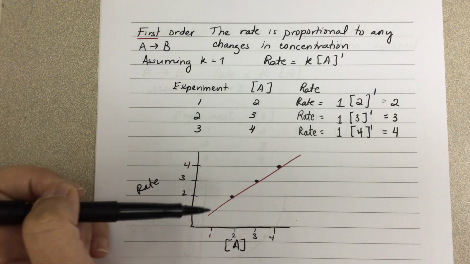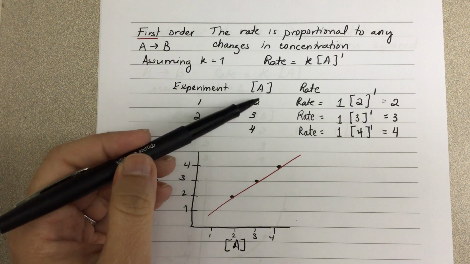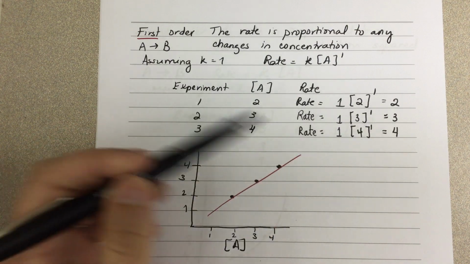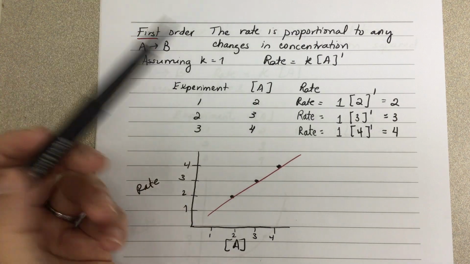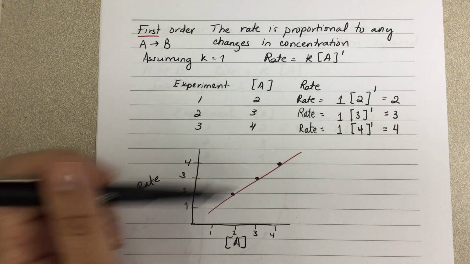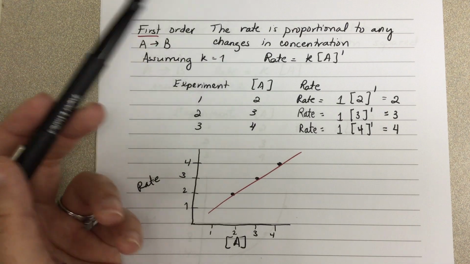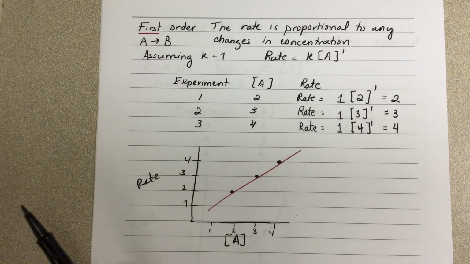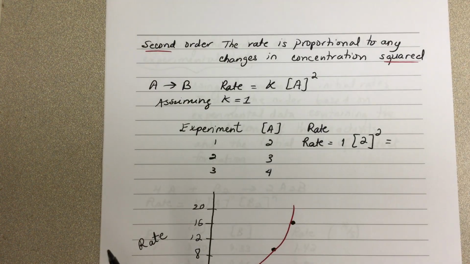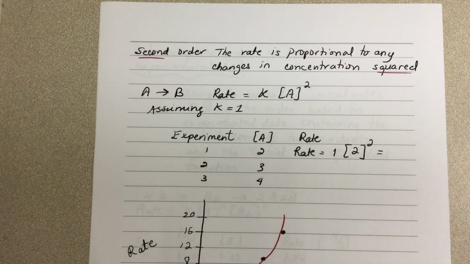And you get a straight line, and the line is going up because the concentration is increasing, and so does the rate. So that line right there represents a first order reaction. If you plug in your rate and your concentrations and you get a straight line, it means that the exponent that you're getting for that one is a 1.